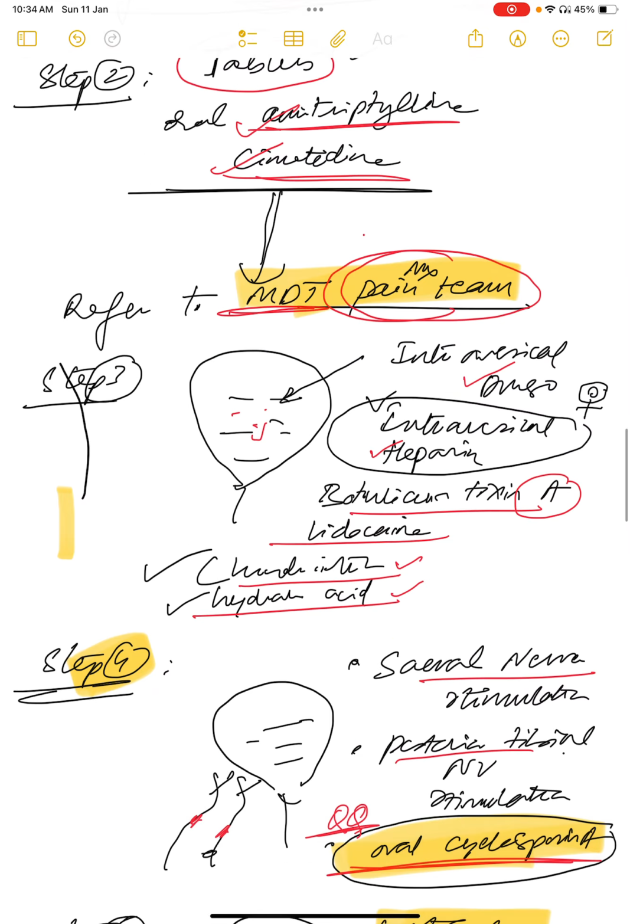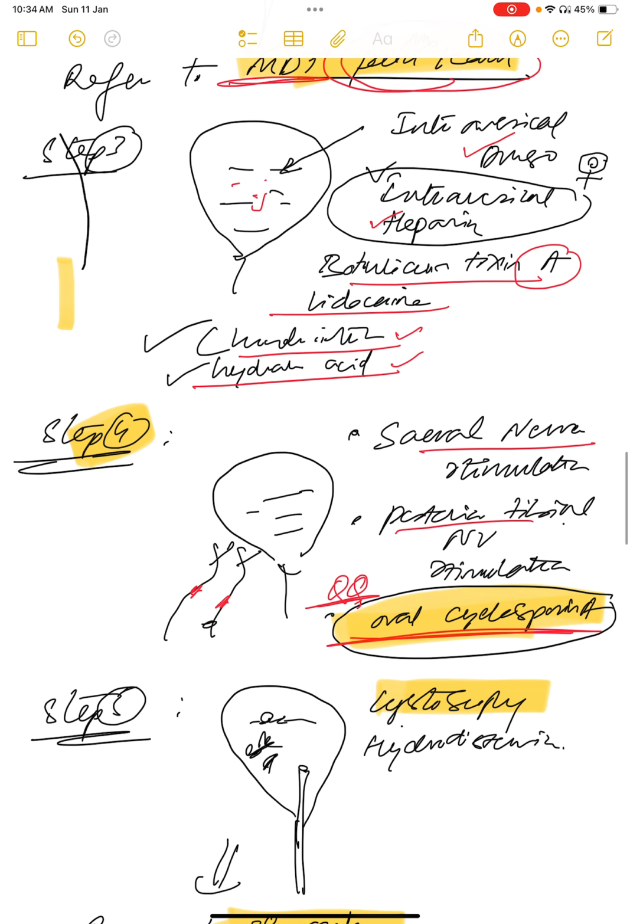Okay. Then you have step 3, that is intravesical. You'll go for dimethyl sulfoxide, heparin, botulinum toxin, lidocaine, chondroitin sulfate, hyaluronic acid. Very important is heparin, which can be given in pregnancy.